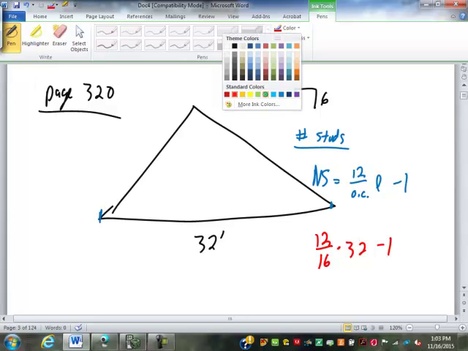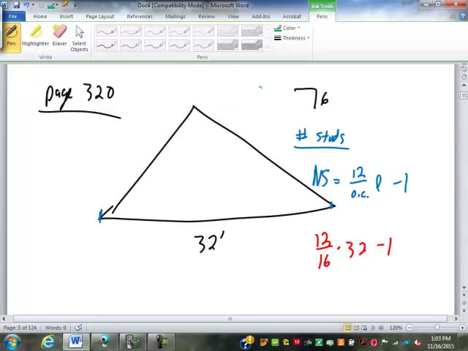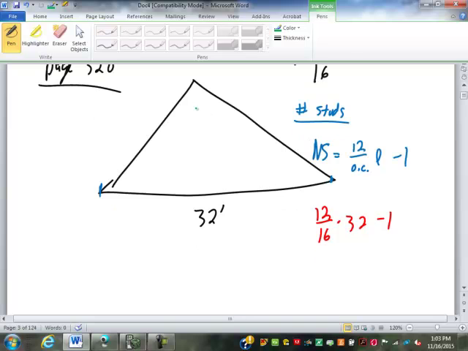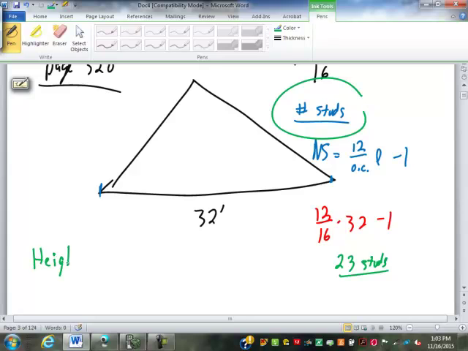What do we get for that? Try that in your calculator, see what comes out. What's that? 23. So 23 studs or 23 uprights, whatever you want to call them, because technically they're not really completely studs. The second piece, so that's the first piece of information we need. The second piece of information we need is the maximum height.